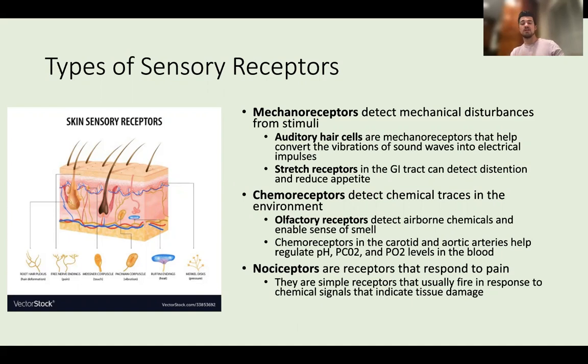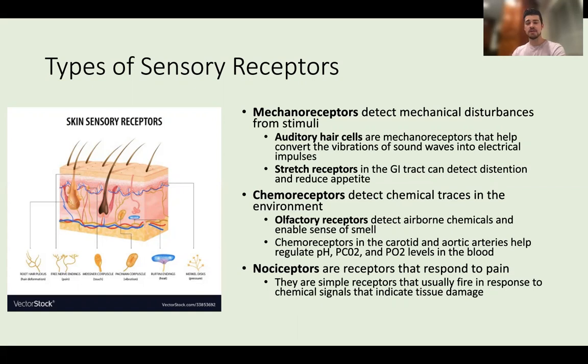A couple of the examples that I used were the auditory hair cells, which are the mechanoreceptors that help convert vibrations of sound waves into electrical impulses. Those hair cells are being physically disturbed by that sound wave, and it's creating that electrical impulse. So that's why we would classify an auditory hair cell as a mechanoreceptor. And stretch receptors are those receptors inside the GI tract. They detect distension. When the stomach or the intestines start to stretch, it's going to detect that stretch in the membrane, and it's going to reduce appetite. So stretch receptors are pretty versatile and they're pretty common throughout your body. You can't live without them.